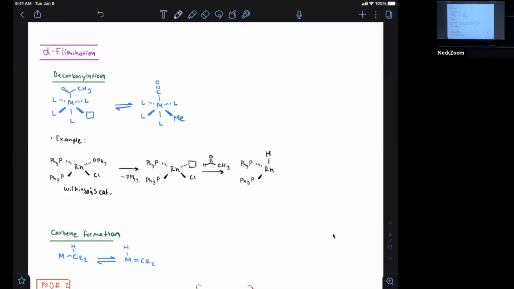So this will give us a new acyl. This is a similar looking example to one we covered before, where now the phosphines are preferring to not be axial, but the chloride is preferring to be at the axial position. Okay, and then what do we have next here, applying what we just covered? Okay, alpha elimination next.